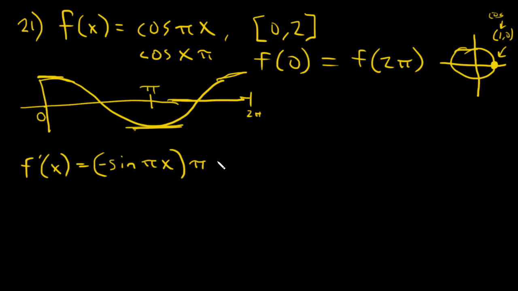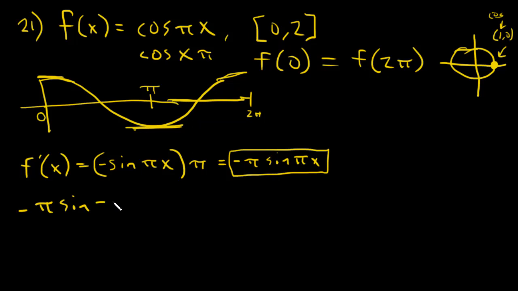So we get this expression right here, and if I rewrite it, it's going to be negative pi times sine of pi x. And this is our f prime. So I need to set that equal to 0 and solve. So negative pi times sine of pi x equals 0. Well, I'm going to divide both sides by negative pi, just so I can get rid of this. So when I do that, I'm left with sine of pi x equals 0.